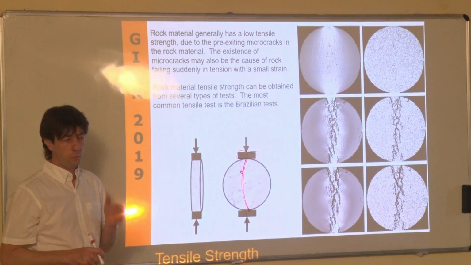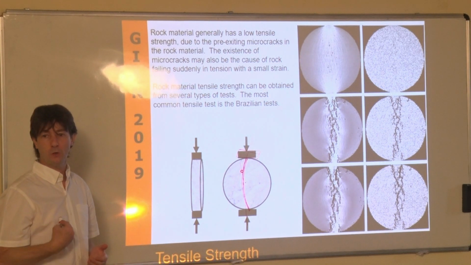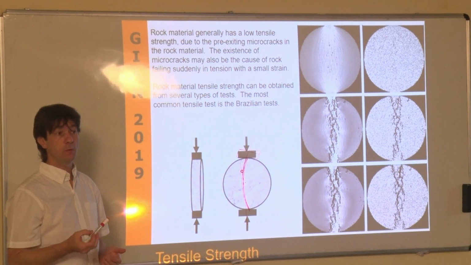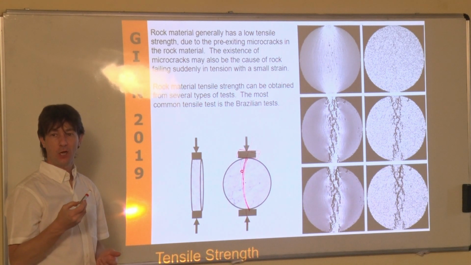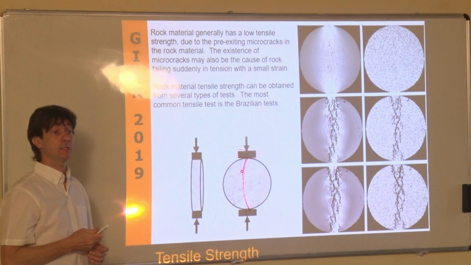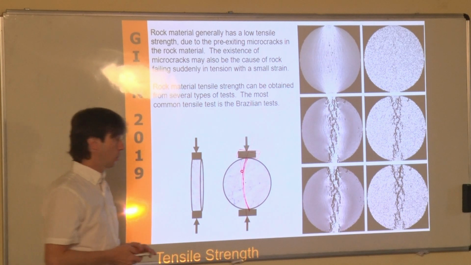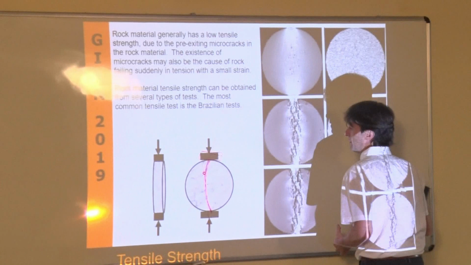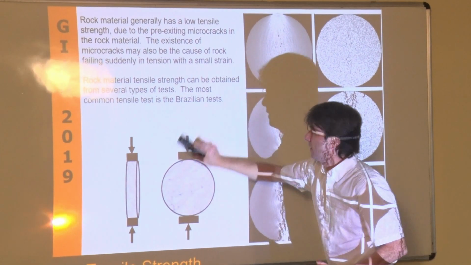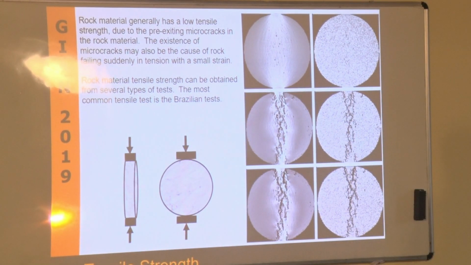But we noticed this in some of the samples in one particular machine that we have, and that's actually the explanation. The two loading platens are slightly non-parallel, and that non-parallelism is giving us a problem in the results. So again, observing the test is going to give you much more confidence in the results.